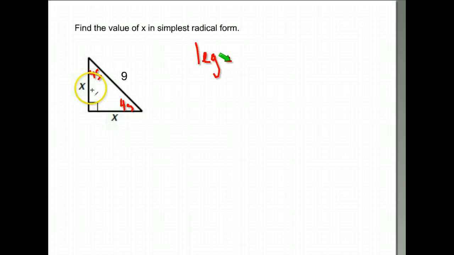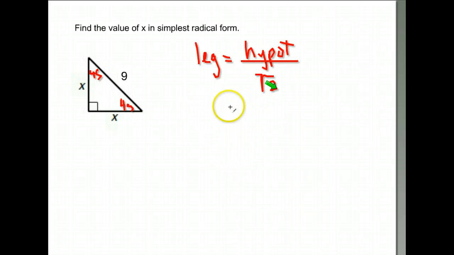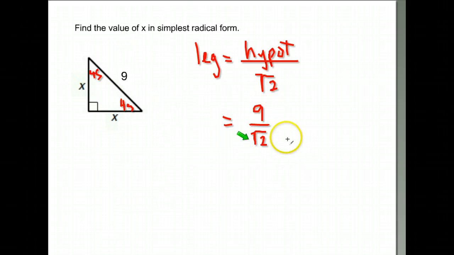Okay, so again, we're finding a leg, and if you look at your notes for 45, 45, 90, the leg is the hypotenuse divided by the square root of 2. So again, we go through that process. Our hypotenuse is 9. We divide by root 2. They want it in simplest radical form, which unfortunately it's not because we have a square root in the bottom.